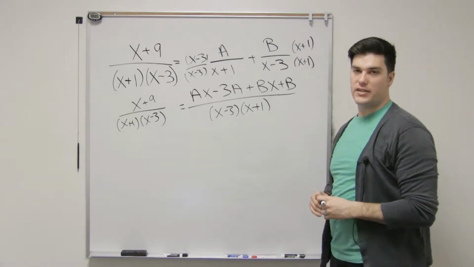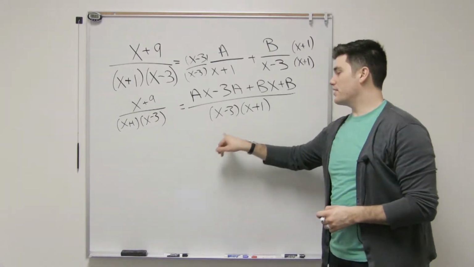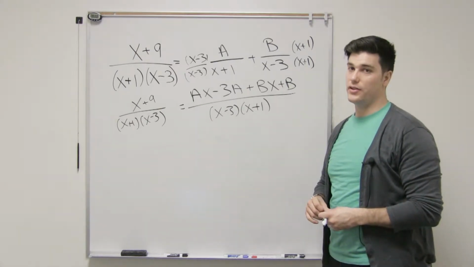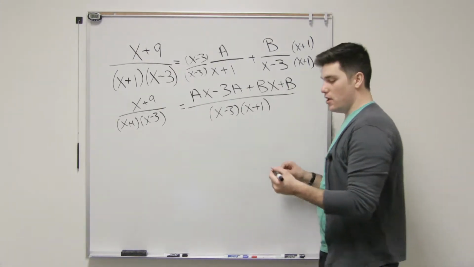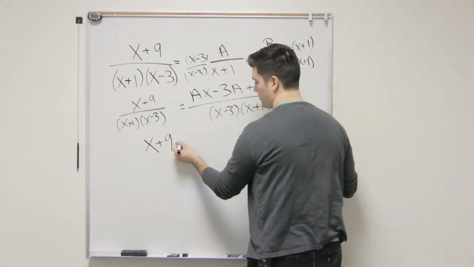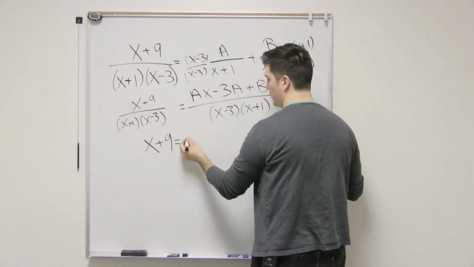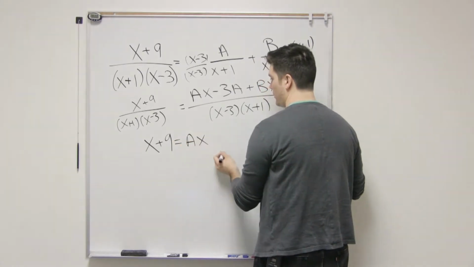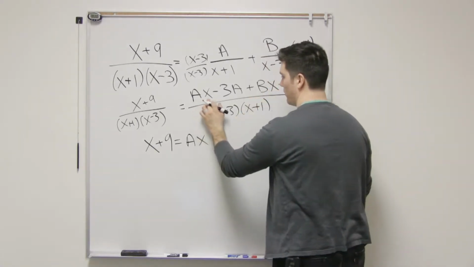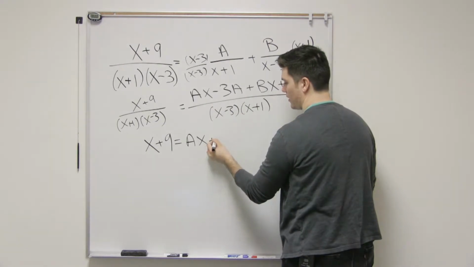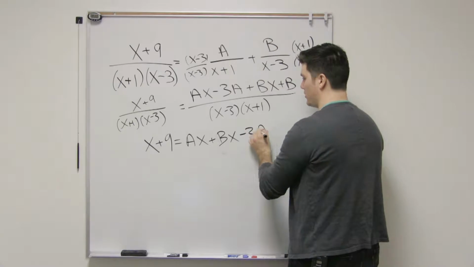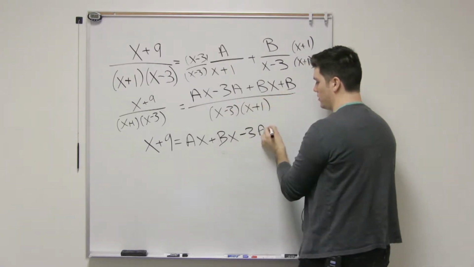Now if we want these two fractions to be equal to each other, we note that since the denominators are equal, this will be equal if the numerators match. So now we're going to forget the denominators because we just want the numerators to match up. We've got x plus 9 equals ax, and I'm going to go ahead and group like terms. So we have an ax and we have a bx. So I'm going to say ax plus bx, and then minus 3a plus b.